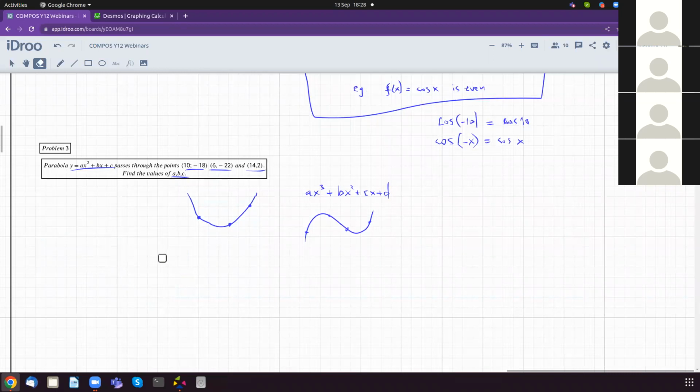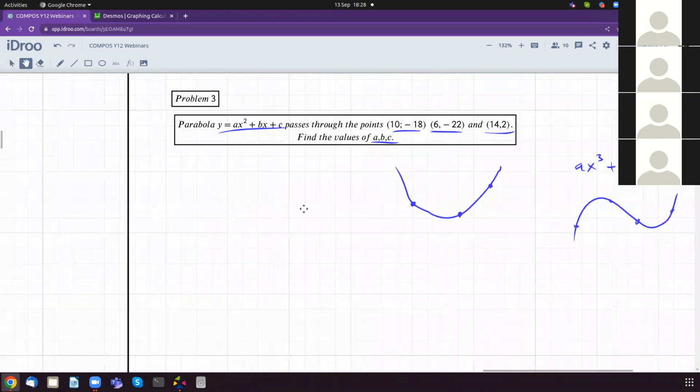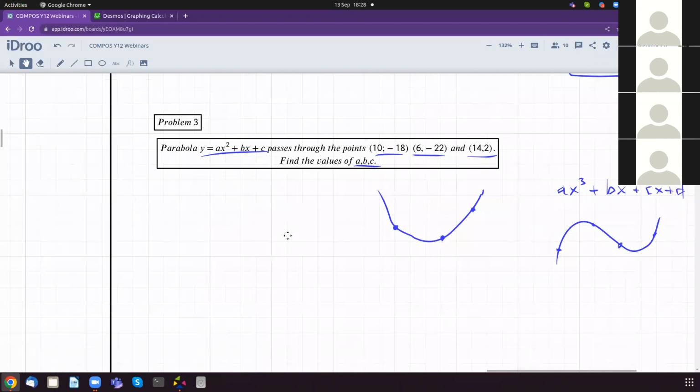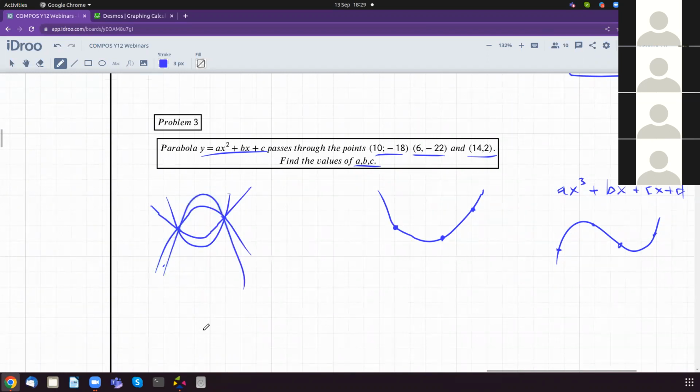So if I give you 2 points and ask you to find a parabola going through 2 points, you need to understand that there are infinitely many parabolas going through 2 points. Because if you have only 2 points, the parabola can go like this, like this, or like this. There's infinitely many parabolas going through 2 points. But with 3 points, there's only one.